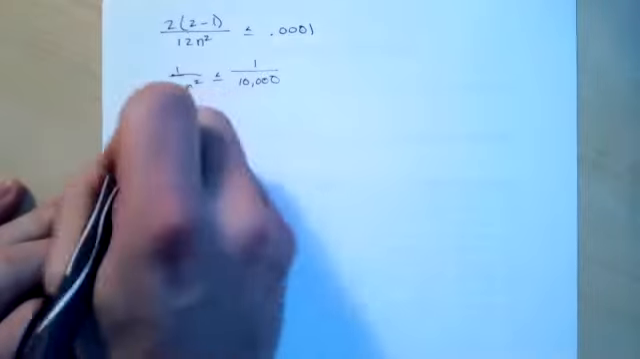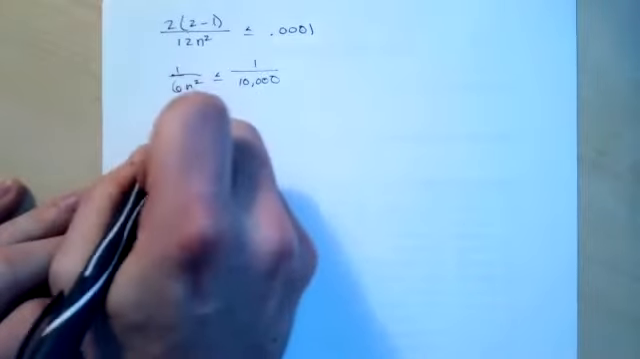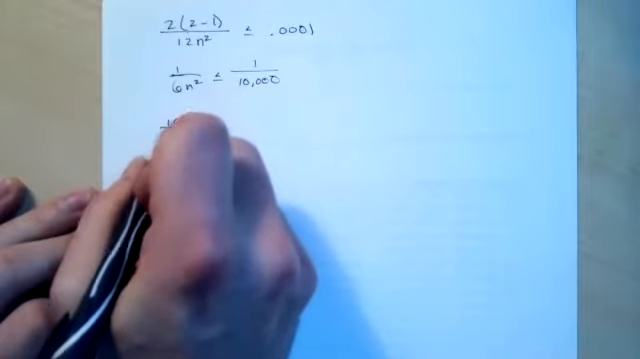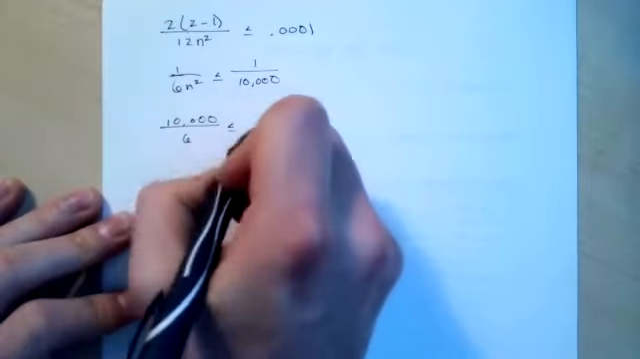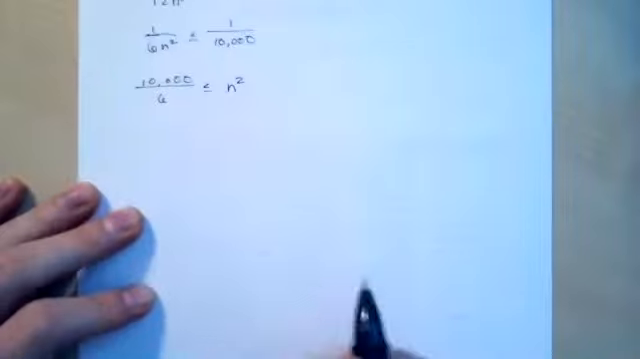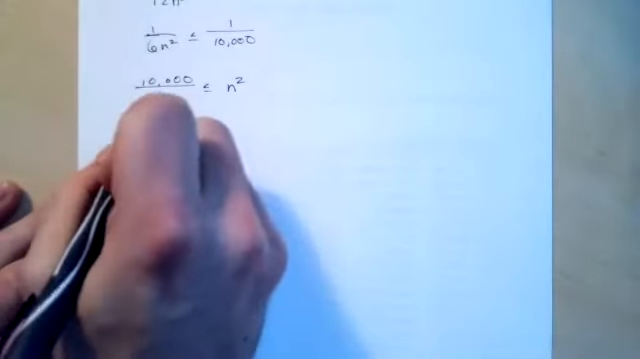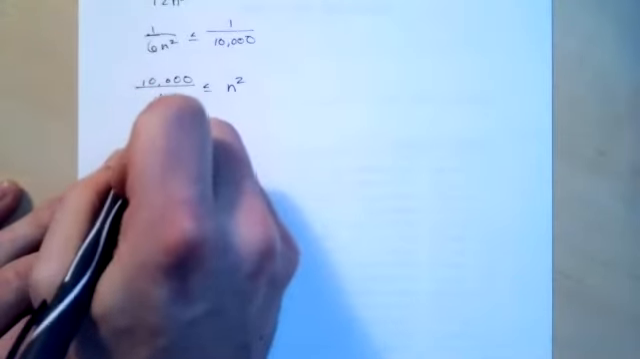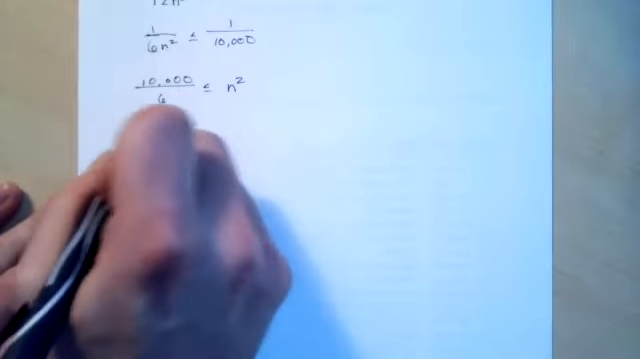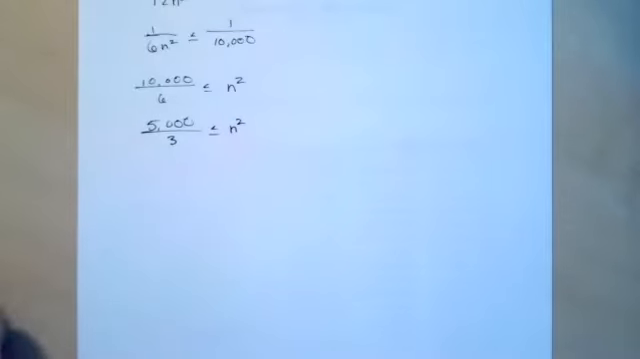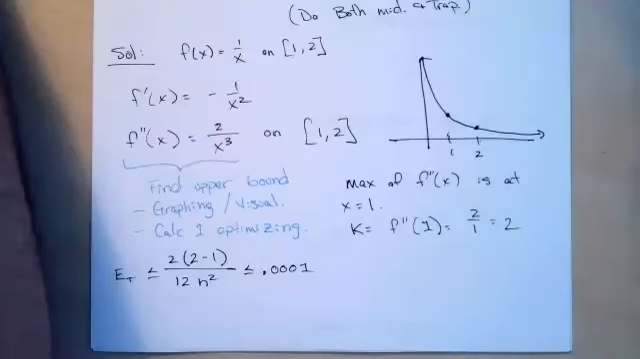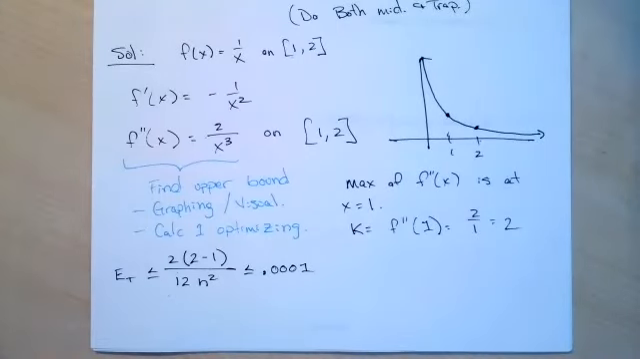And so cross multiplying, we multiply the 10,000, so 10,000 over 6 is less than or equal to n squared. And then solve that out. So what do we have? 5,000 over 3 is less than or equal to n squared. Square root both sides to find the answer.